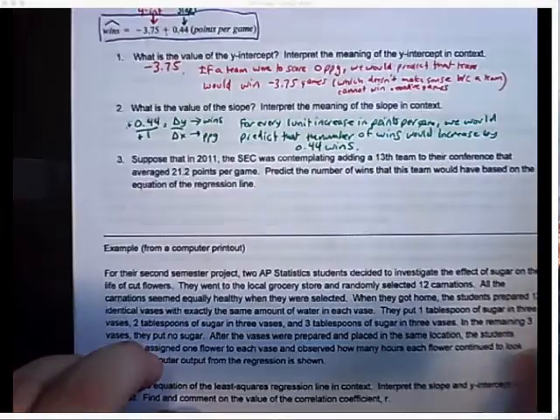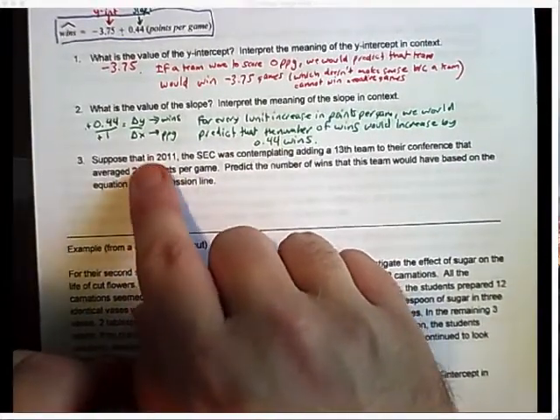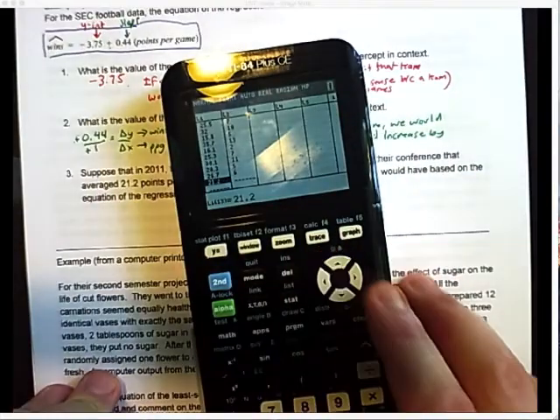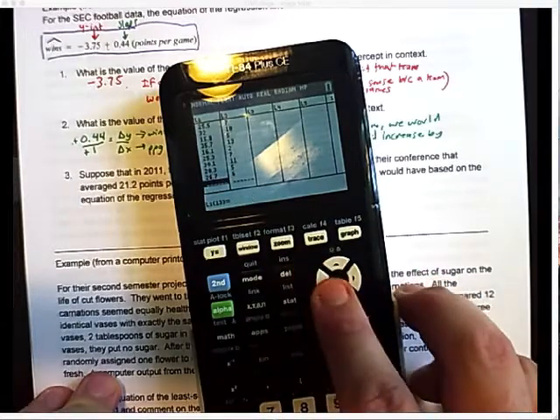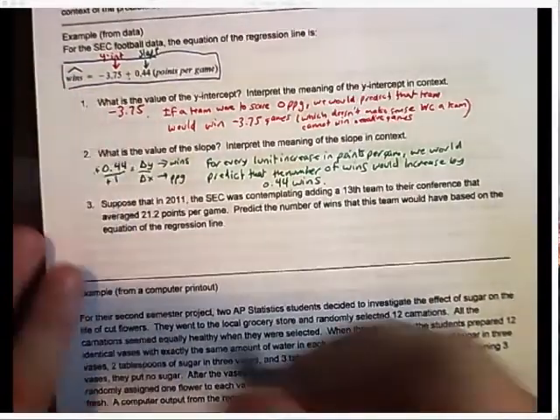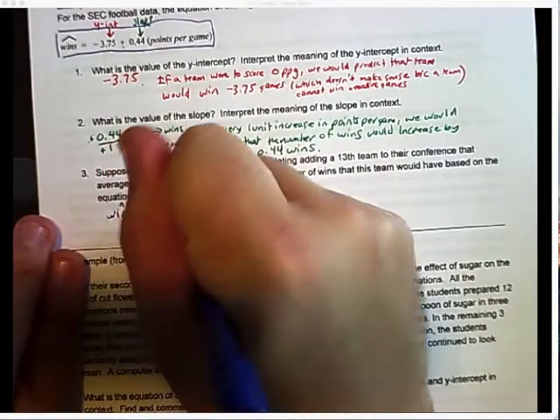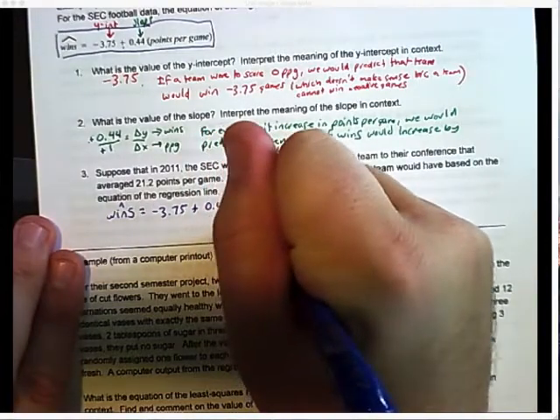It says predict the number of wins that this team would have based on the previous equation. So they didn't actually tell me how many wins this team had. So I'm going to get rid of that data real quick. Sorry about that. I just didn't look ahead. So let's actually go back to our regression equation. Wins equals negative 3.75 plus 0.44 times the points per game.